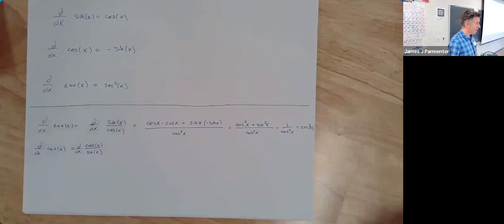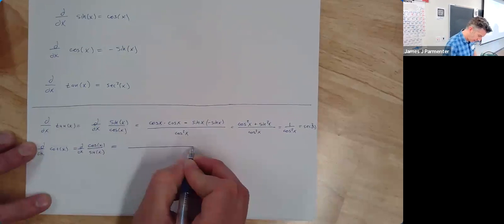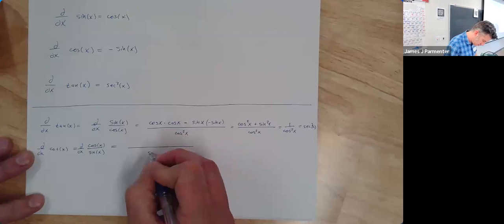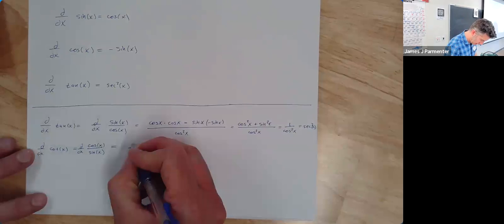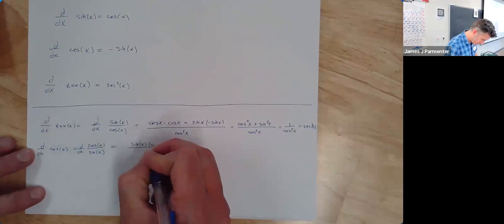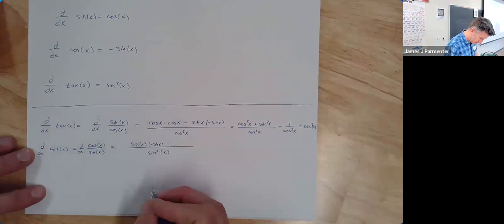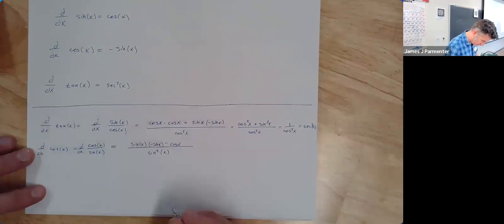Okay. Again, the quotient rule. I want you all to write it out. Write out the next step. All right, I'll give you the bottom. All right, we should be getting the bottom, which is sine, times the derivative of the top, which is negative sine, minus the top, which is cosine, times the derivative of the bottom, which is cosine.